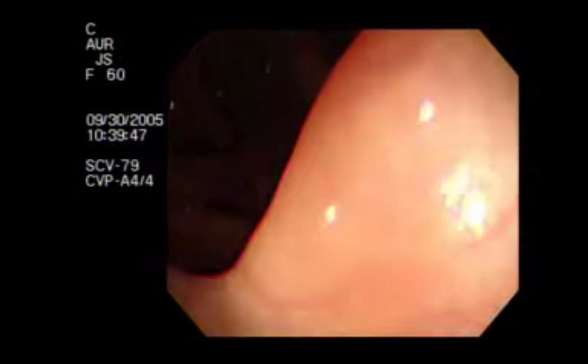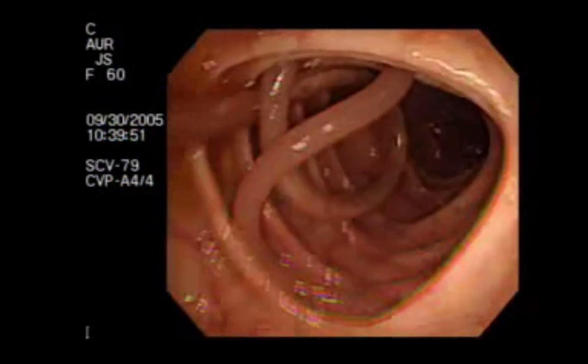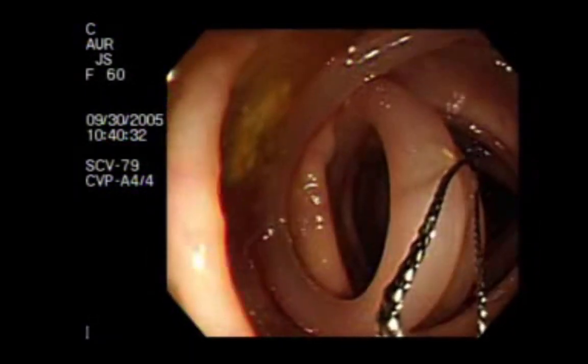Here's an example of that same worm being found by a doctor during a colonoscopy. And you can see that this parasite moves around quite a bit, and now here it is being removed.